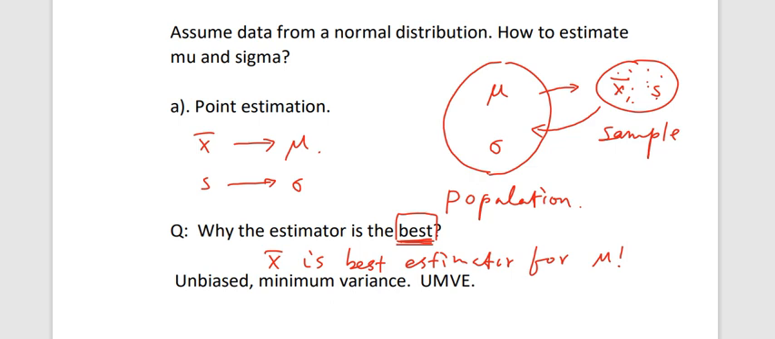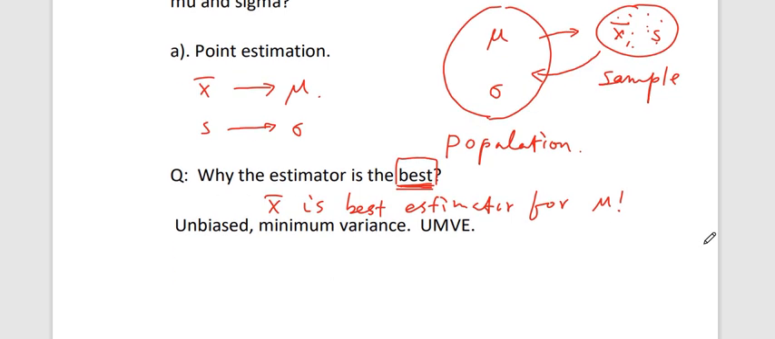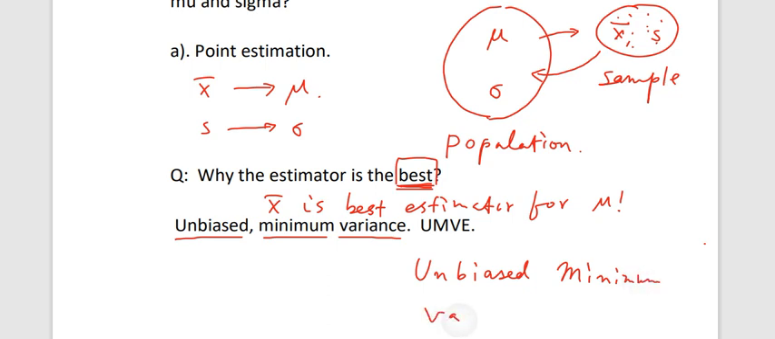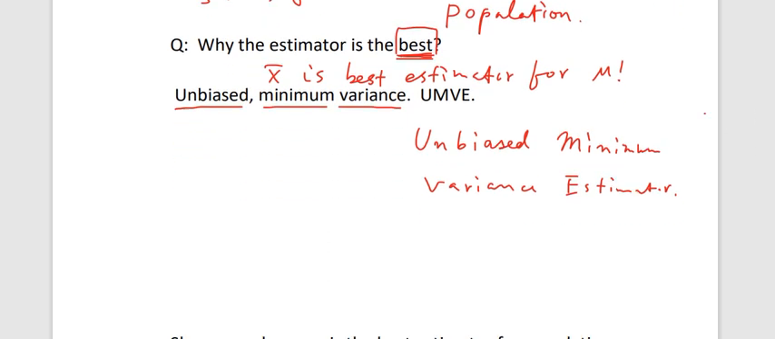Okay, so here best means two things. One is unbiased. The other one is the variance is the smallest, minimum variance. Such an estimate is the best estimate. So we call those UMVE. UMVE is the unbiased minimum variance estimate. So UMVE is the best one. Okay?